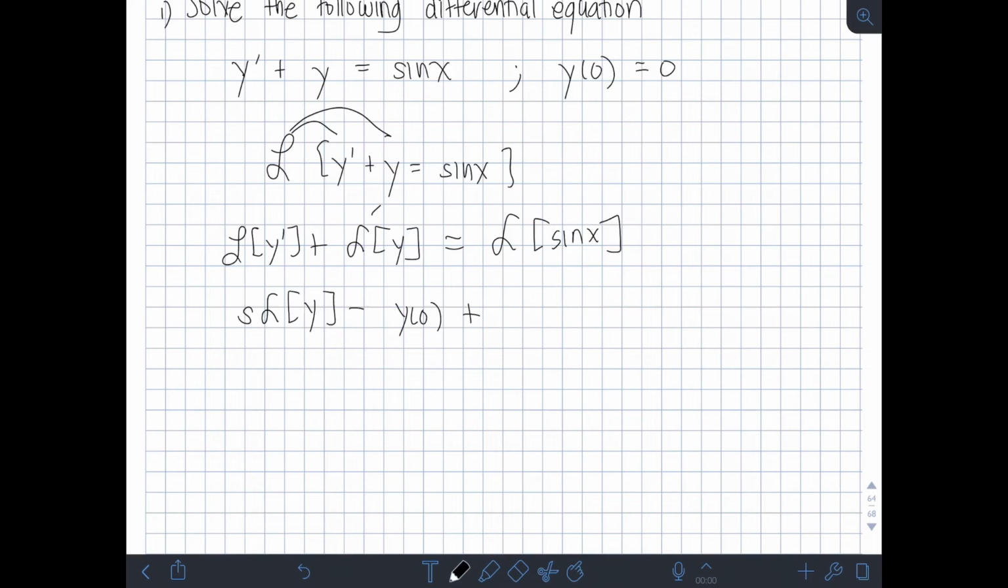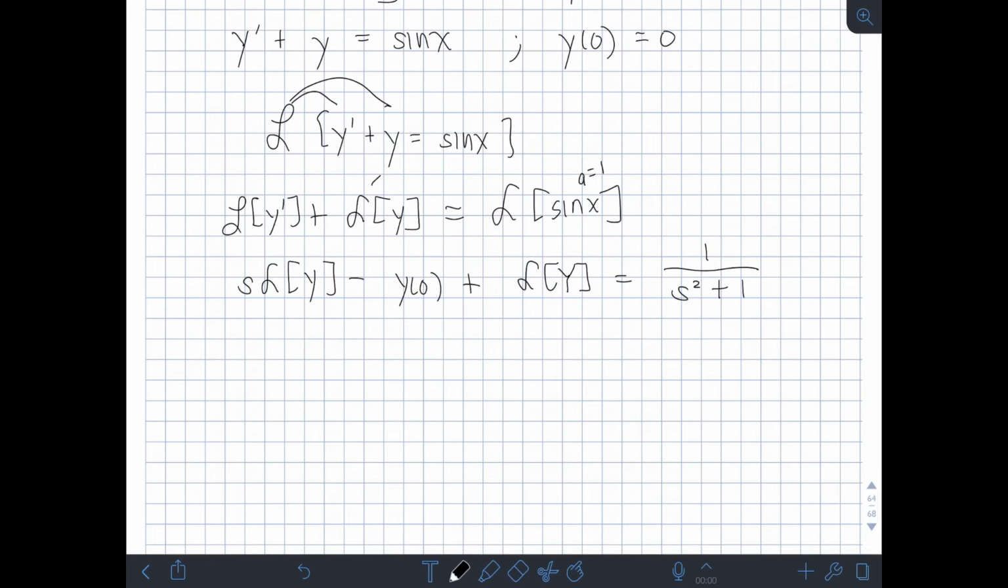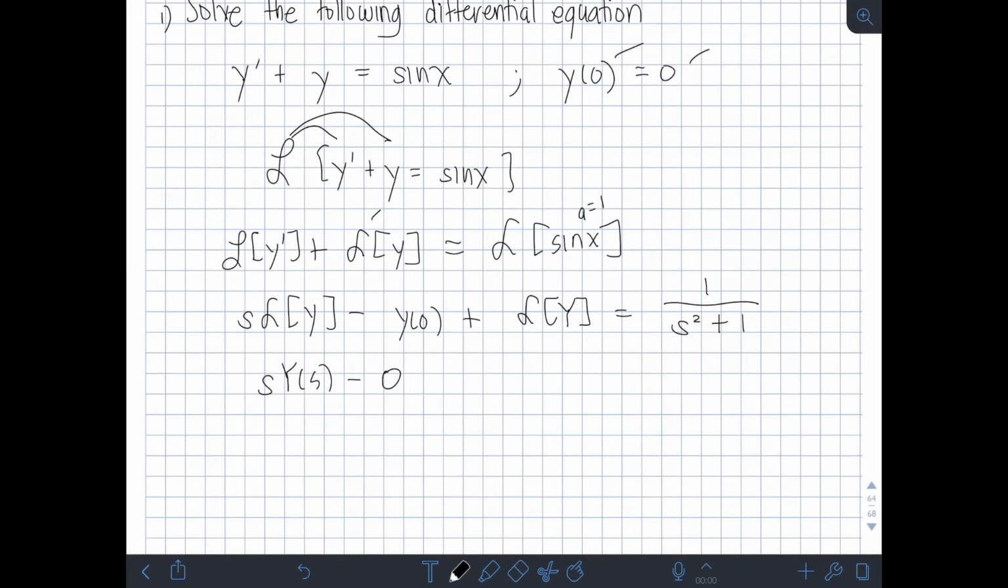Plus eto, Laplace transform of y, simply copy lang, Laplace transform of y equals, anong Laplace transform ng sine x? According to our Laplace transform formula, it is equal to 1 over s squared plus 1, right? Kasi yung a natin dito is parang 1 lang, right? So, itong Laplace transform of y, gawin ko na lang function of s agad. So, s y of s minus, substitute natin yung value ng y of 0 dito, which is 0. So, 0 plus, ito rin, y of s is equal to 1 over s squared plus 1.